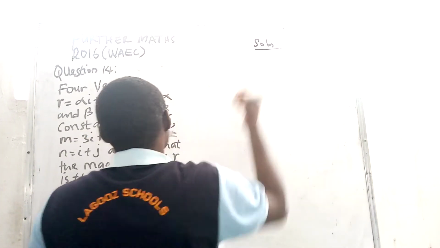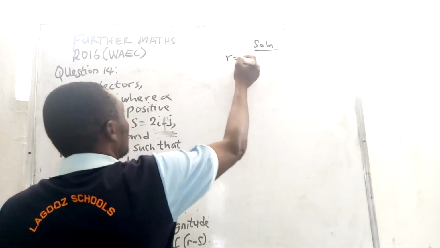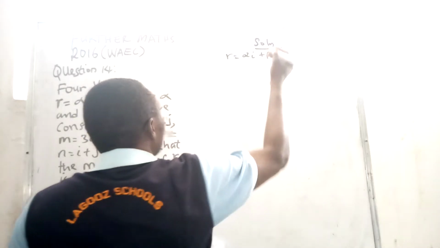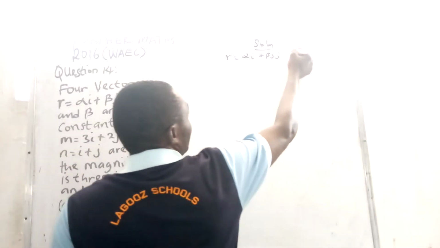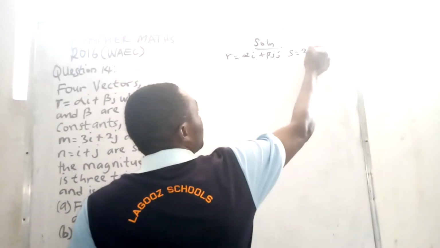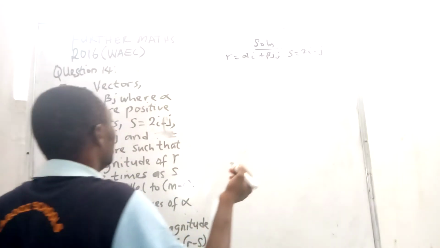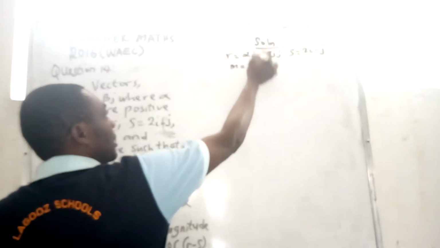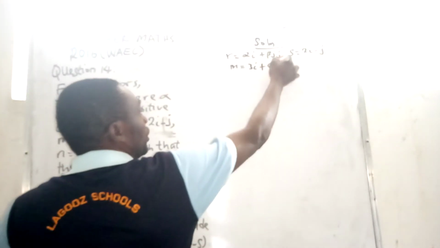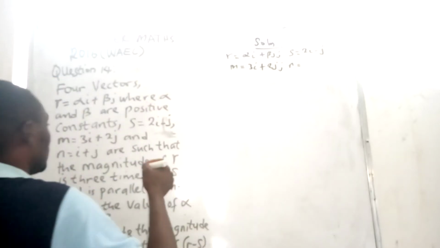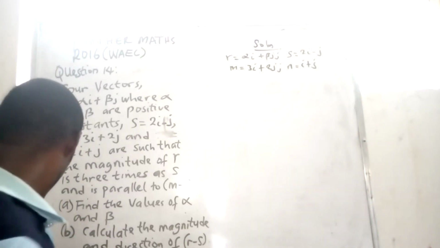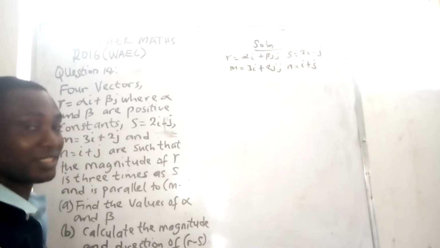Solution. So let's write out the parameters. We're told that r equals alpha i plus beta j, s is equal to 2i minus j, m equals 3i plus 2j, and n equals i plus j. So we look at the statements one after the other.